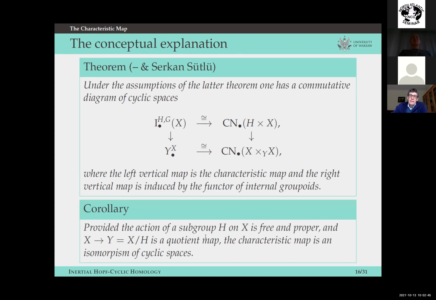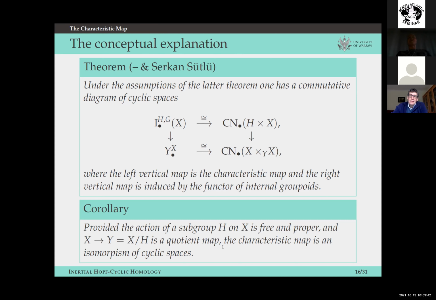So this commutative square allows us to deduce some properties of this characteristic map, provided we know something about this graph of the action. For instance, if the action of H on X is free and proper, and the map from X to Y is the quotient map of this action, then we are in the situation where this graph of the action becomes a bijective continuous map, a homeomorphism of spaces. Sometimes it's called a Galois condition.